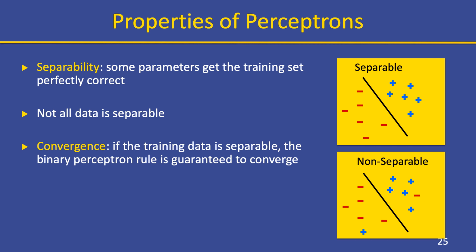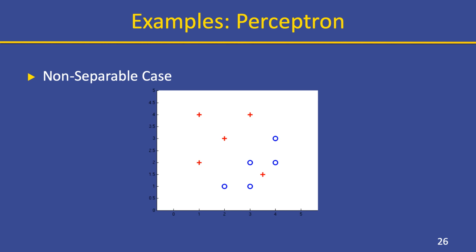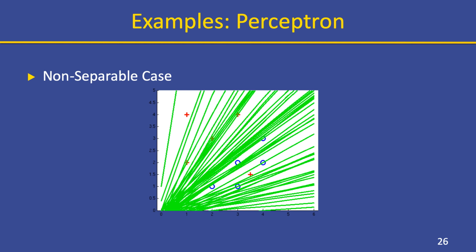So with the perceptron, we have a guarantee of convergence, but only if the training data is separable. So if the training data is separable, the binary perceptron rule is guaranteed to converge. Here's a visualization of weight updates with non-separable data. So here we have a positive example in the negative region, basically. So there's no way we can separate these examples into positive and negative and get them all right. So what happens is our perceptron keeps updating the weights, and we keep thrashing back and forth, and there is no convergence. We'll see how to deal with non-separable data in the next lecture.